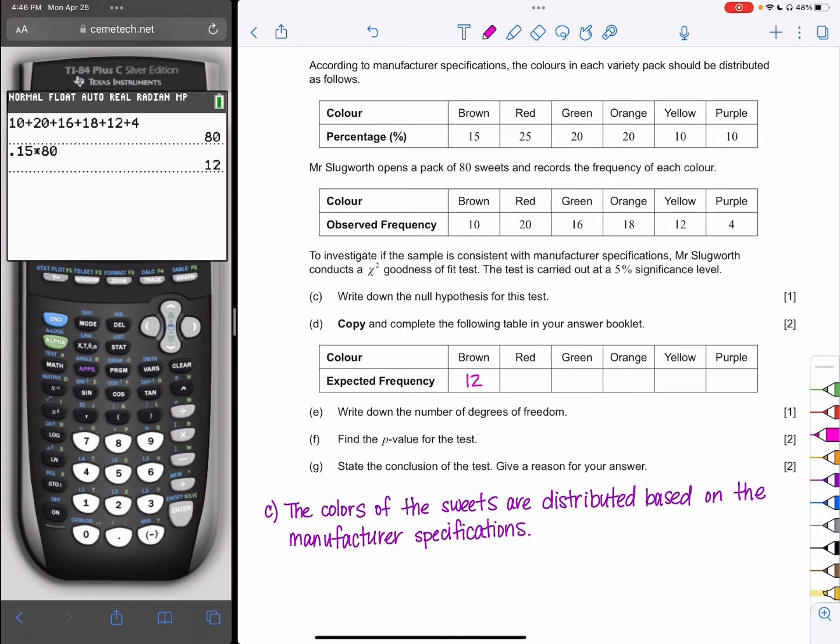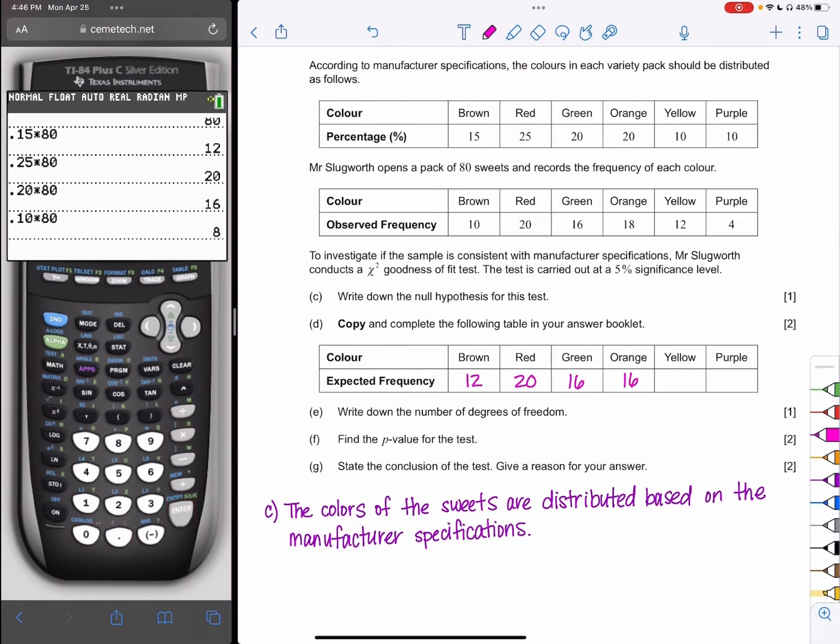I need 25% of reds. So I do 25% of 80. That's going to give me 20 red sweets. I need 20% green sweets. So that's going to be 0.20 times 80, which is going to give me 16 green sweets. I have 20% orange sweets as well. So that's going to give me 16. And then I need 10% of 80, which is going to give me 8. So I need 8 yellow and 8 purple sweets. All right, so that is how we get our expected frequencies.